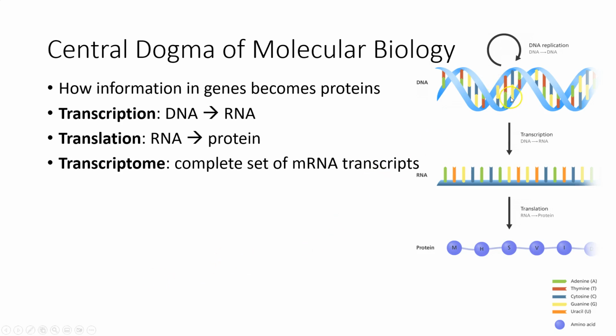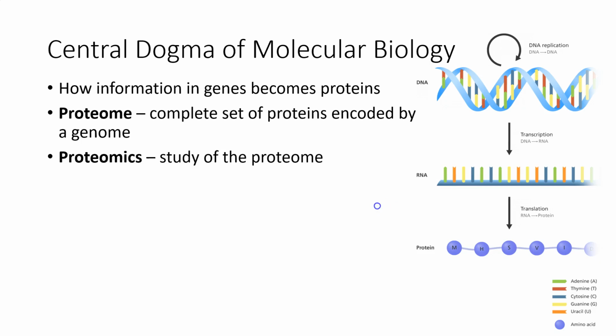From our DNA, from our template, we then transcribe that code into an RNA, and this is the process of transcription. From our RNA, we then translate that message into a protein. The complete set of mRNA transcripts from DNA is called the transcriptome, where the complete set of proteins encoded by a genome is called the proteome. And the study of this is proteomics.